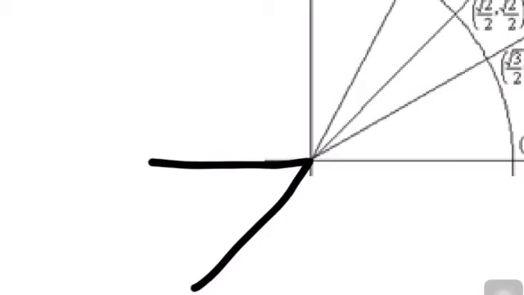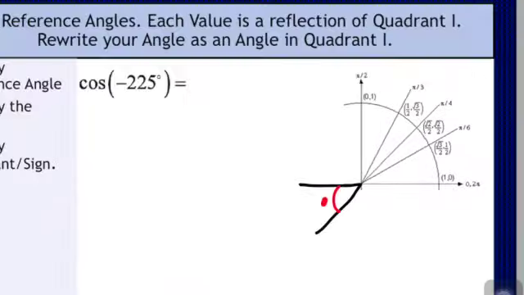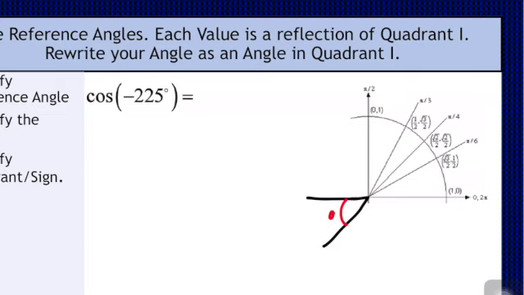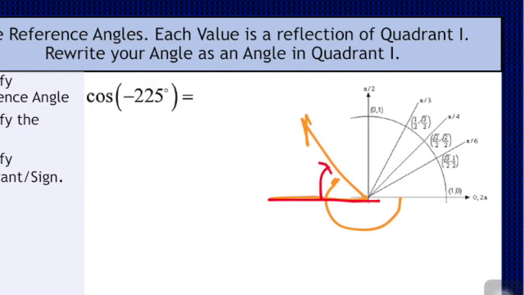So now I need to find the reference angle. What's this theta right here? Whoops, I'm sorry, that's positive 225. Let's do negative 225. We know negative 225 is going to be in the third quadrant, right? So I want to find the measurement from the x-axis to that angle right there.